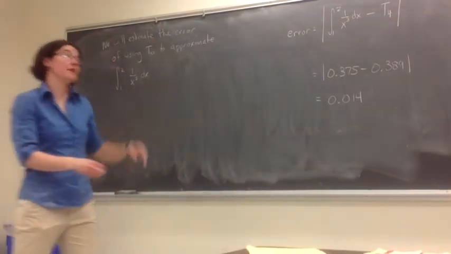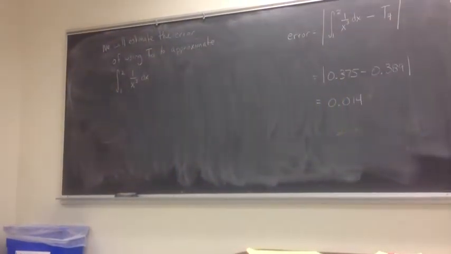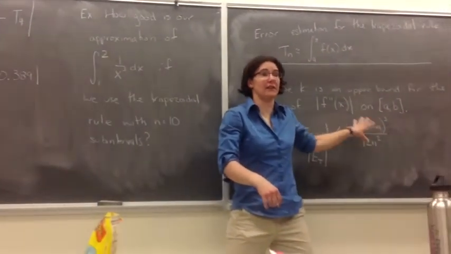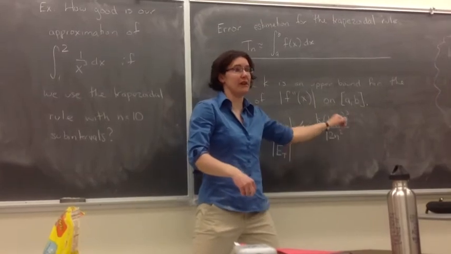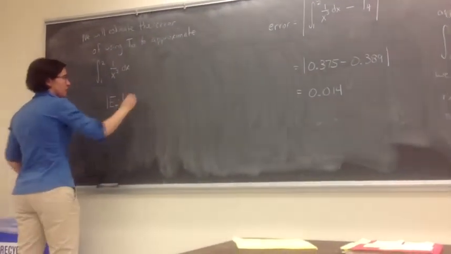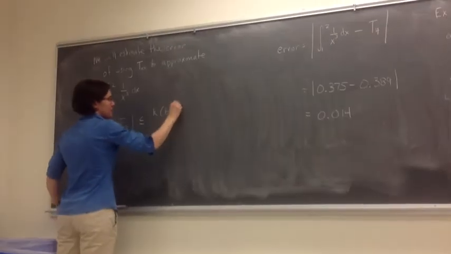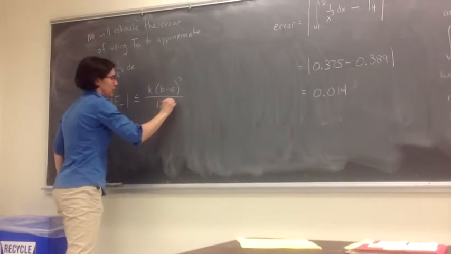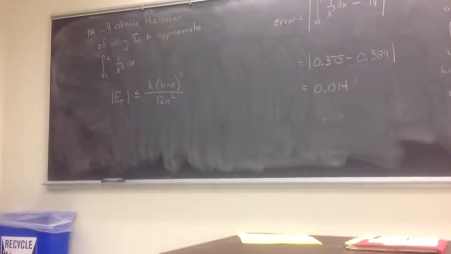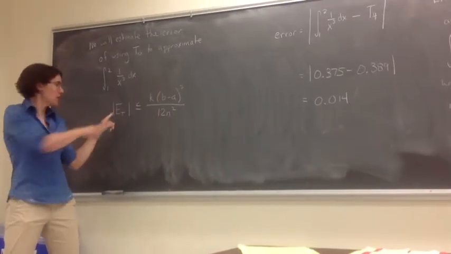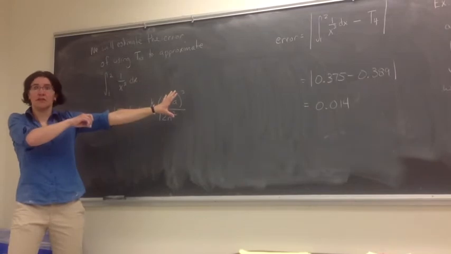We're going to estimate the error, and we'll say the error is no bigger than whatever number we get on the right-hand side. So the error from our trapezoid rule is less than or equal to K times (b minus a) cubed over 12n squared. We want to fill in all the information on the right-hand side, and then we'll know that our error is no bigger than this number.